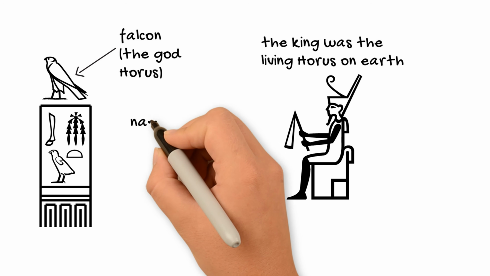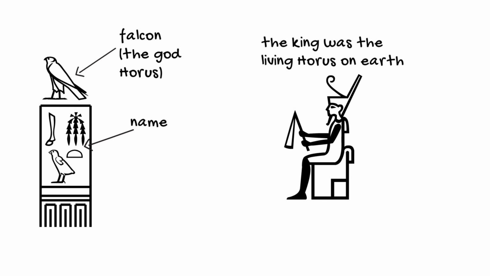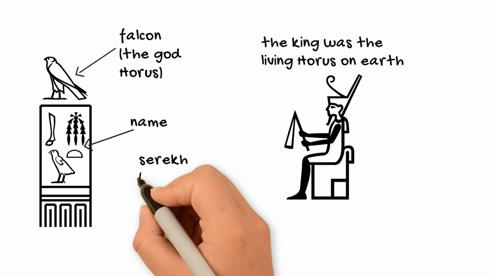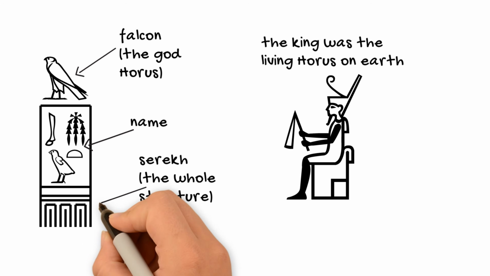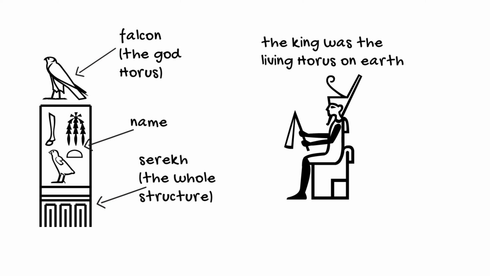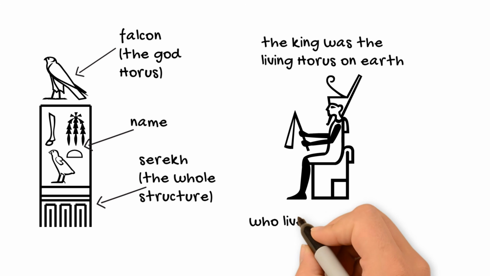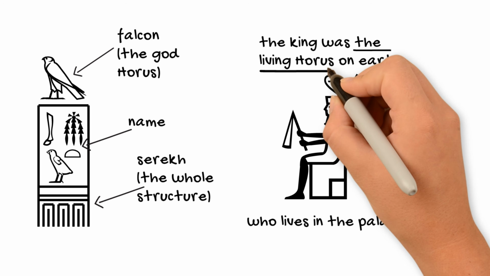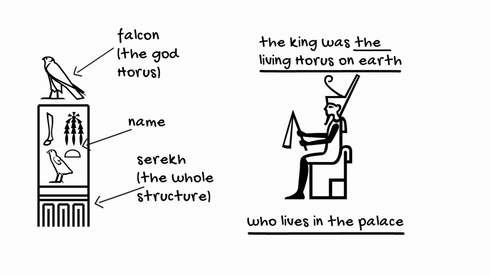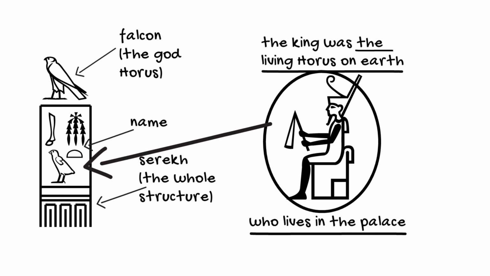Then the name itself usually appears inside of this type of rectangle called a serekh, from the Egyptian word to make known. The serekh is a kind of schematic or simplified drawing of an early royal palace. Put together, this essentially means that the person who's named inside the serekh lives in the palace and is the living embodiment of Horus. In other words, the king, who is the divine Horus on earth and rules from his palace. So let's look at an example.